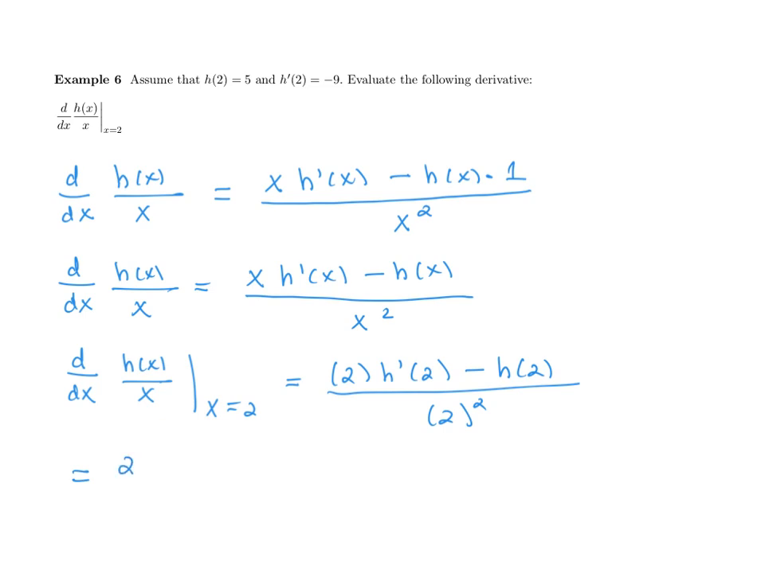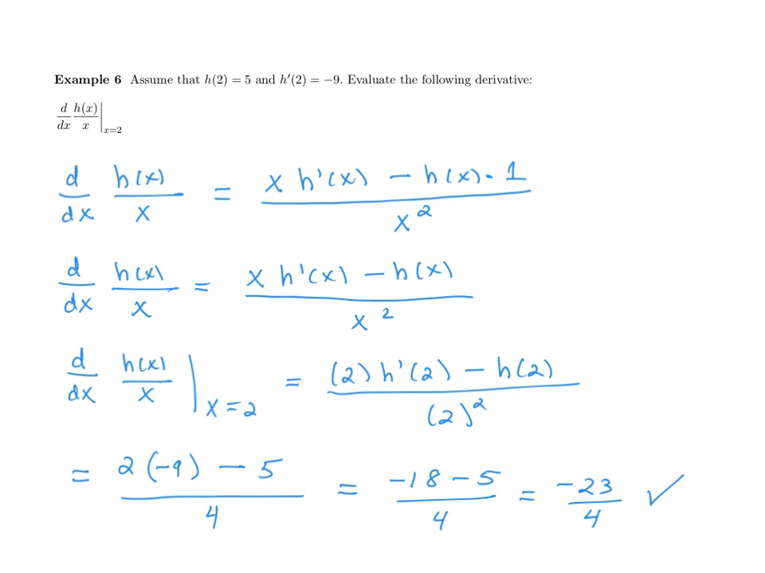Let's see, that's 2 times the derivative at 2, we're told is -9, so I'll put -9 here. I'll subtract off h of 2, which we're told is 5, and we're dividing this by 2 squared, which is 4. Okay, so that's -18 minus 5, and -18 minus 5 more is -23, and -23/4 is an exact answer, and that is what this derivative is evaluated at 2.